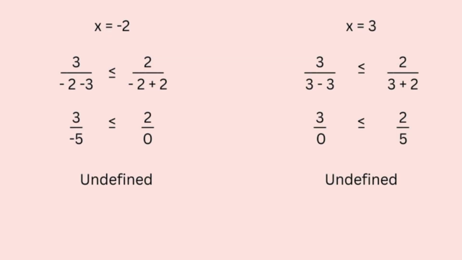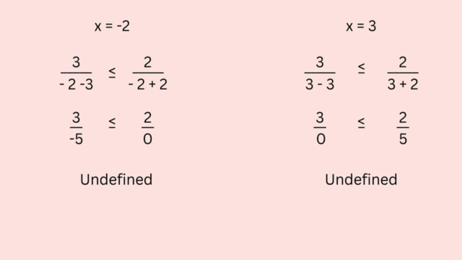Next, we're going to substitute -2 to the original equation. So 3 over -2 minus 3 is less than or equal to 2 over -2 plus 2. Next, 3 over -5 is less than or equal to 2 over 0. The answer would be undefined, making the -2 not included in the solution.